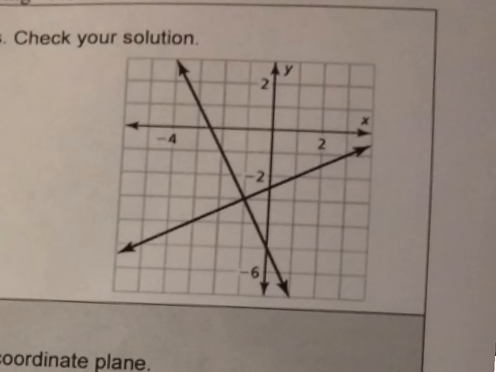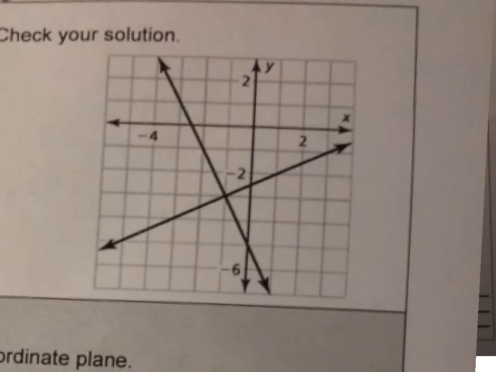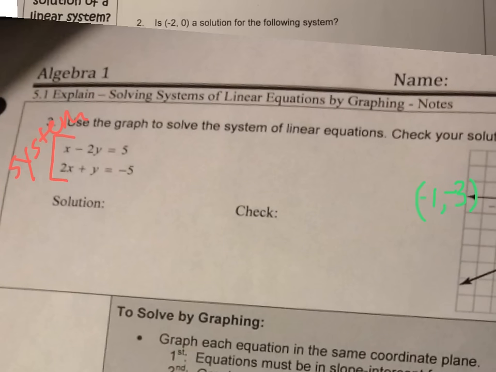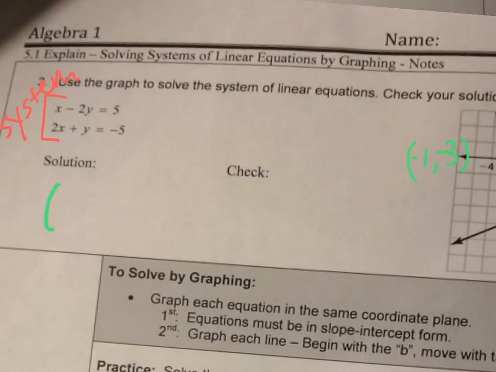Well, these lines are intersecting, so this means it has only one solution, and that solution is found where they cross. So we need to figure out what that ordered pair is. Starting at the origin, we went over 1, so that would be our x value, and then we went down 1, 2, 3, so -3 would be the y value. Actually, we went -1. I forgot to write the negative. So our solution is (-1, -3).